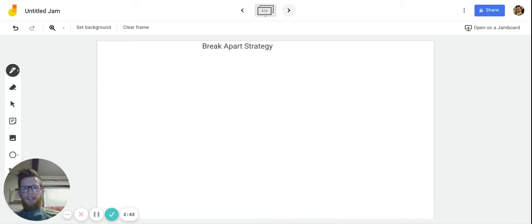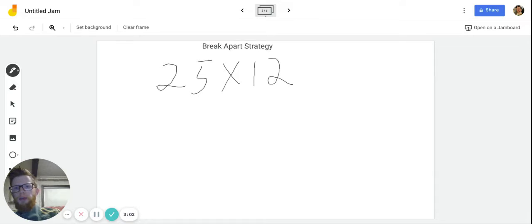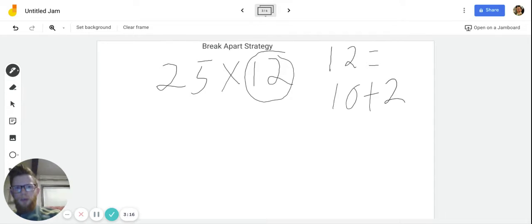Okay, this is the break apart strategy. So again, using the same numbers, 25 times 12, I can break one of the numbers apart into its simplest form. Okay, and this is where knowing place value is very important. Okay, so in this case, I'm going to break apart 12. Okay, it's a little easier, it's a smaller number, so I'm going to break that one apart. I know that 12 really is, right, 1 ten and 2 ones.